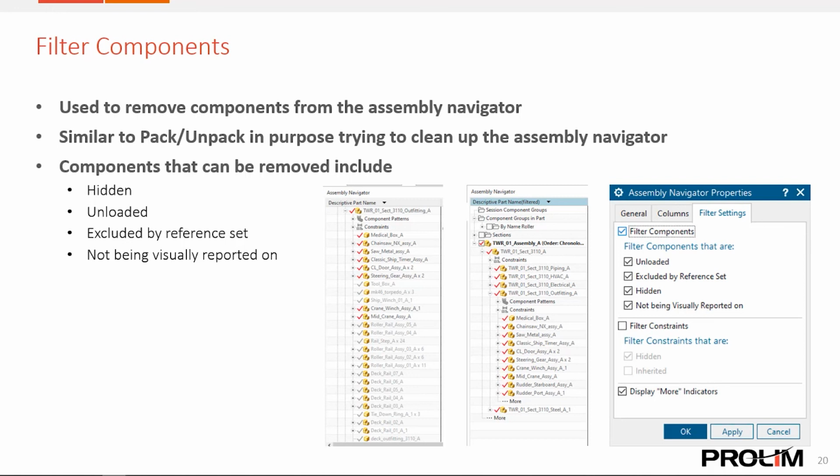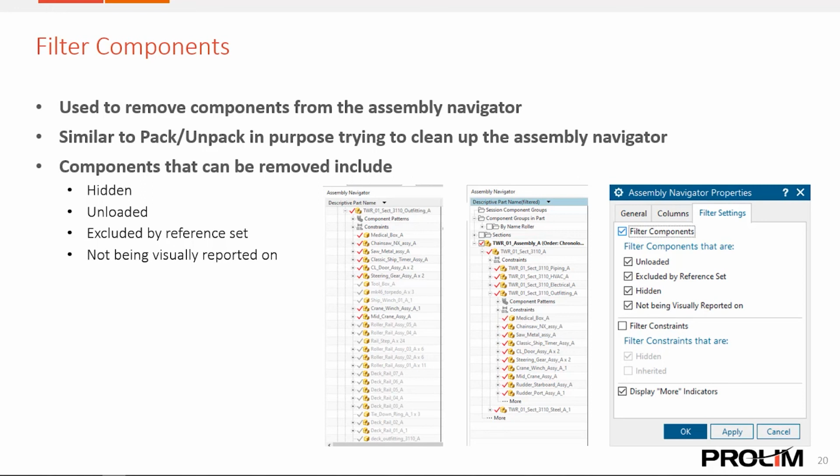Now, filter components. This is a pretty straightforward option. In these large assemblies, a lot of time your assembly navigator gets cluttered with unloaded and hidden components, and it just makes it difficult to find the components you want, similar to the find components command. Filter components is just an option that helps you clean up your assembly navigator. You can specify what components you want your filtered assembly navigator to hide. So in your assembly navigator properties, you can specify if you want unloaded components, hidden components, components excluded by reference set, or components not being visually reported on to be removed from the filtered assembly navigator so that they're just hidden, so that you have less to scroll through.